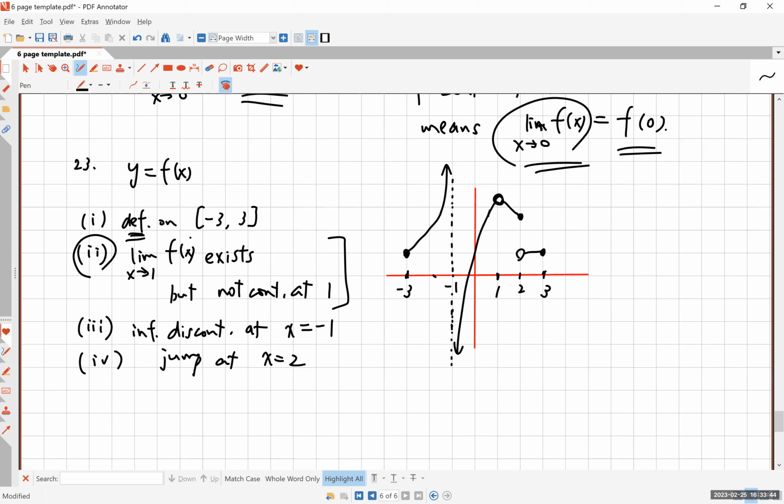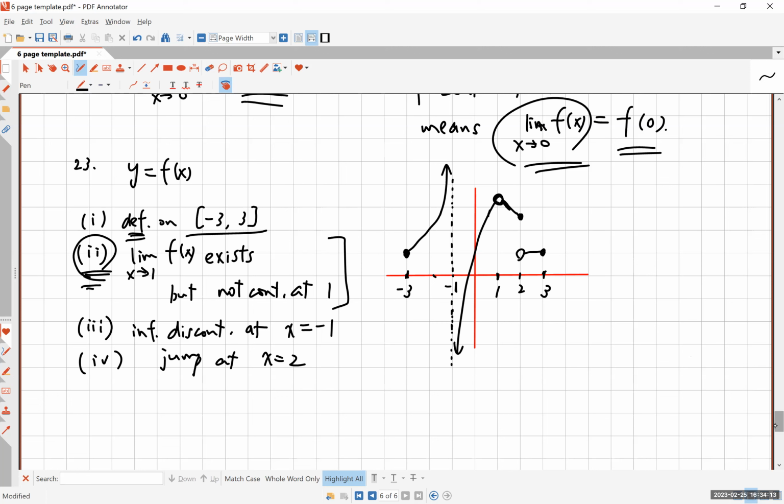Is it defined on this interval? It looks that way. Actually, it's not. I will come back to this point. Number 2. Does the limit exist at 1? Yes. And it's not continuous at 1. Yes, that's fine. I mean, it's not continuous. There is an infinite discontinuity at -1. I do have that. And then a jump at 2. I have that. So everything seems to be okay.